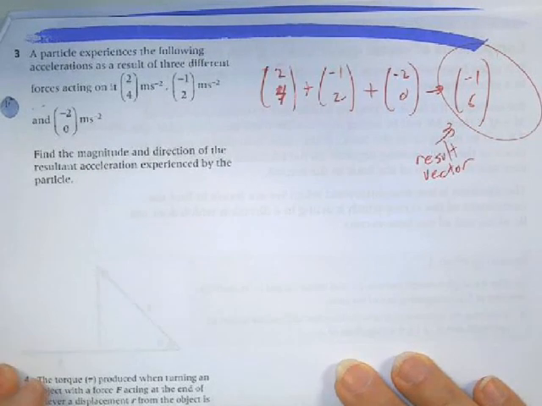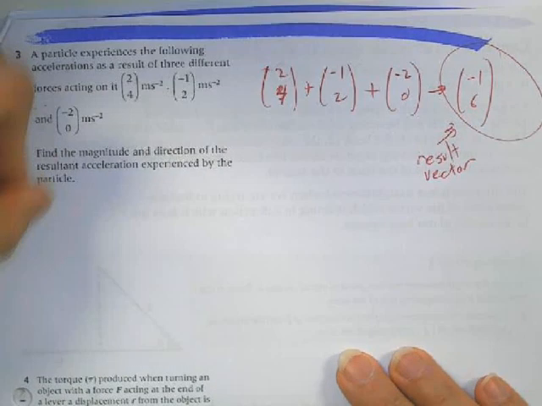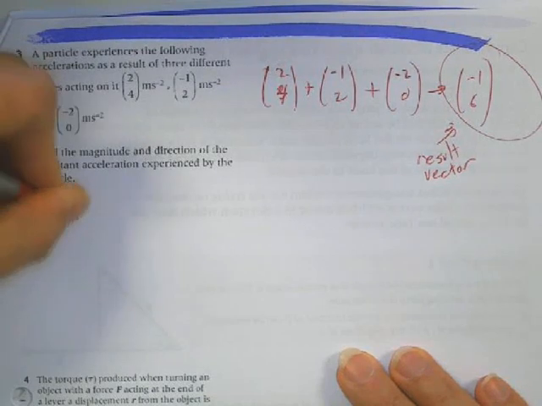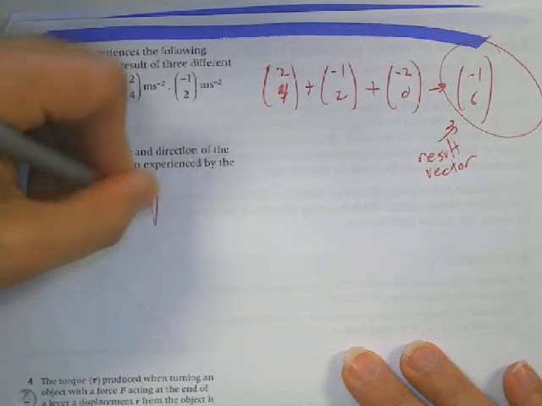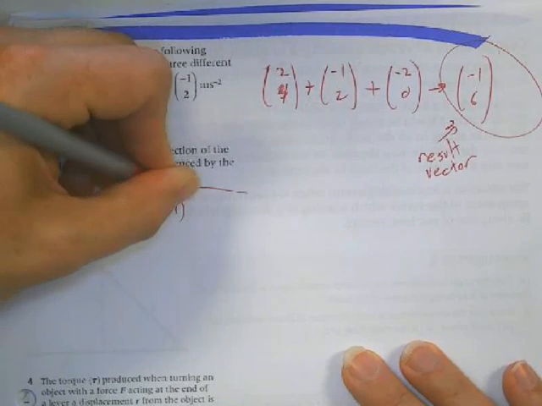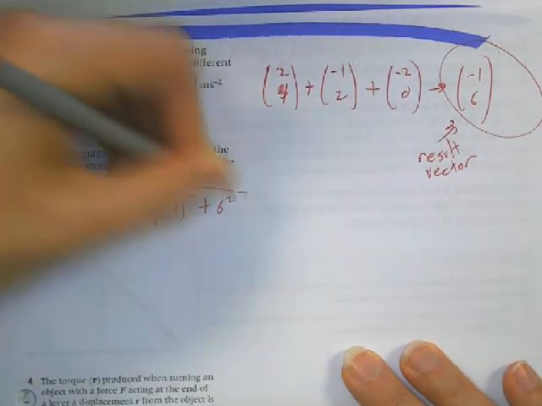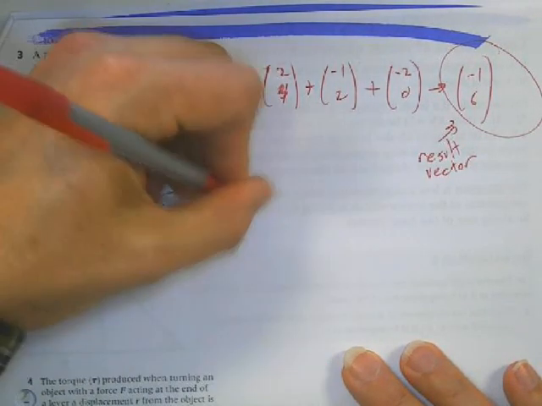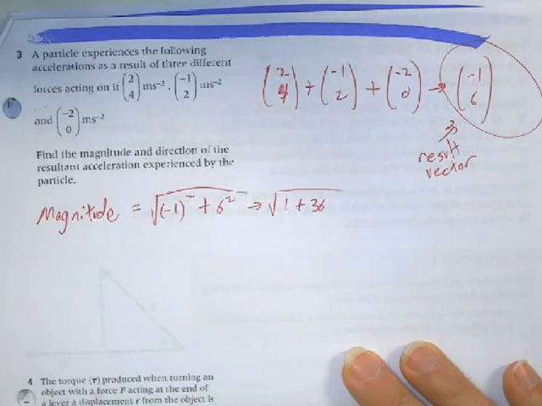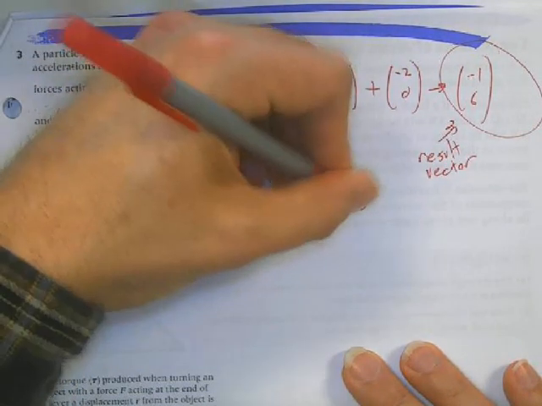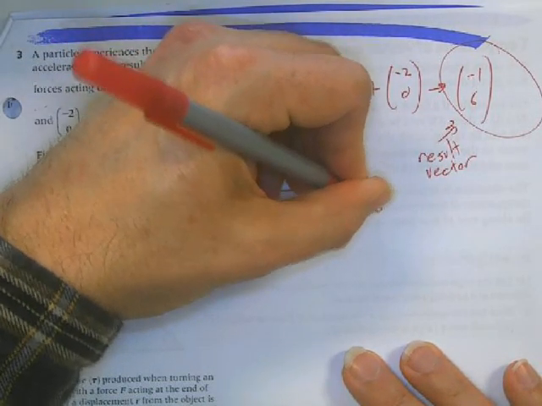And so to find the magnitude, I'm just going to simply say -1 squared plus 6 squared, and that's going to give me 1 plus 36, and that simplifies to 6.08.